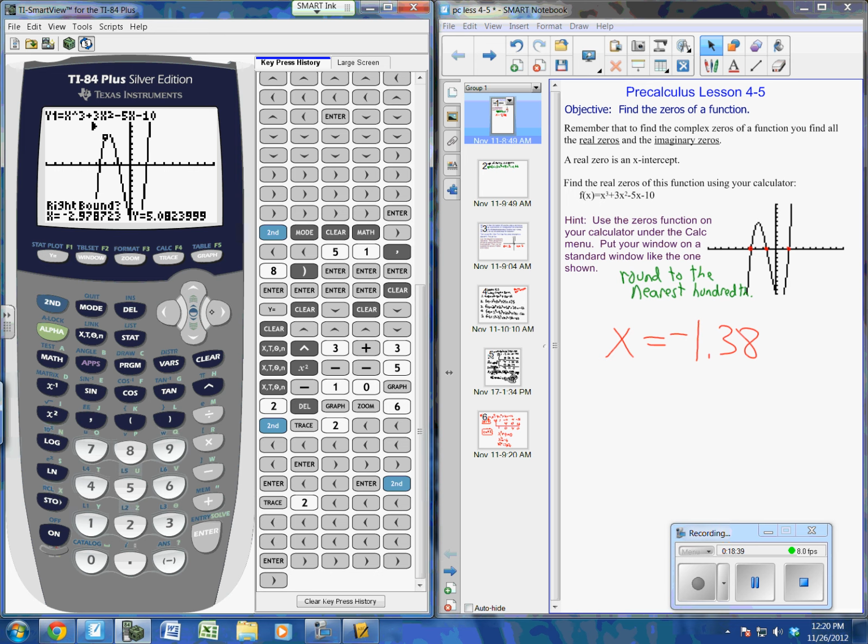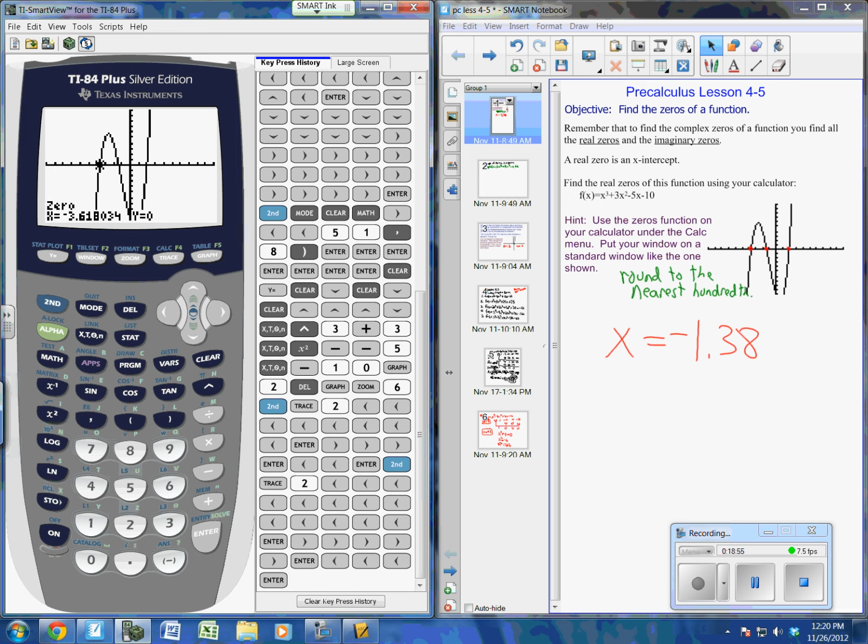I go to the right, or back up would be to the right, and I hit enter and it marks my right bound, saying that my zero is somewhere between those two. And then it wants me to guess. I just got to get close to it. This looks like it's almost right on it. I hit enter, and negative 3.62 if you're on to the nearest hundredth. X equals negative 3.62. And the last one is 2 exactly.